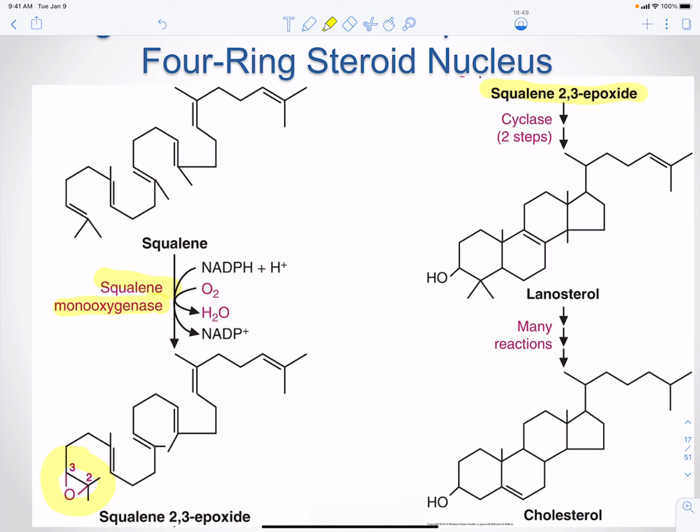aligned in a way that they're going to have a conversion of a linear squalene epoxide into a cyclic structure. And this results in lanosterol. Okay, this takes 2 steps through a cyclase. Then you have a series of complex reactions which lead to the formation ultimately of cholesterol.